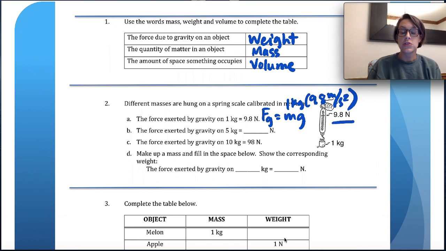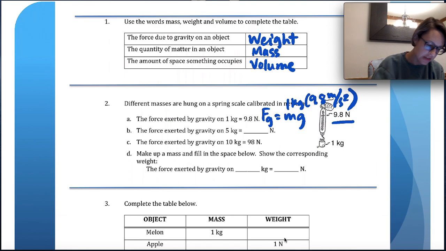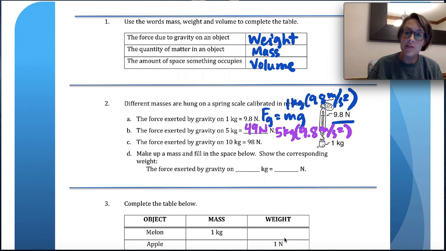Okay, so letter B, we have 5 kilograms. We want to find the weight. We're going to do our 5 kilograms times 9.8 newtons, or 9.8 meters per second squared. And when we put that in our calculator, we find that that is 49 newtons. So an object with a mass of 5 kilograms weighs 49 newtons.